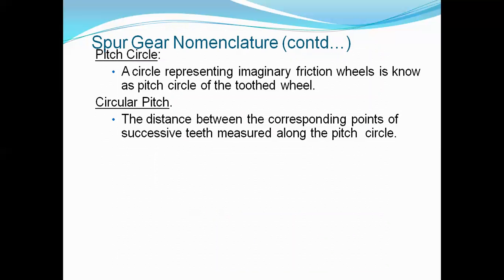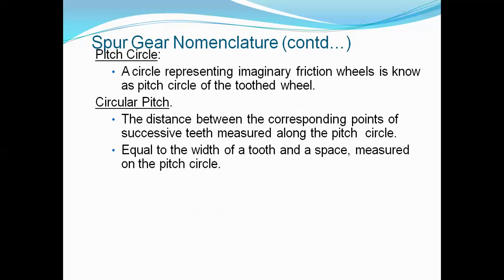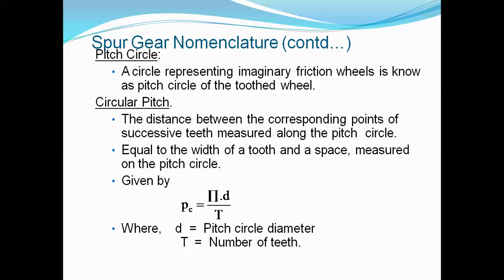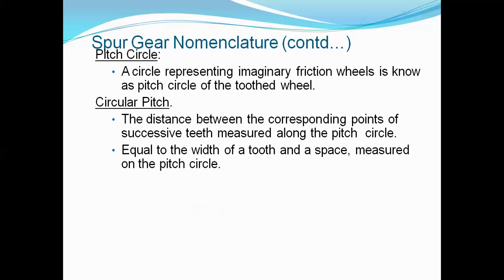Circular pitch is the distance between corresponding points of successive teeth measured along the pitch circle, equal to the width of the tooth plus a space measured on the pitch circle. It is given by the formula circular pitch PC equals pi D by T, where D is the pitch circle diameter and T is the number of teeth. In simple terms, it is the distance between corresponding points of successive teeth measured along the pitch circle.